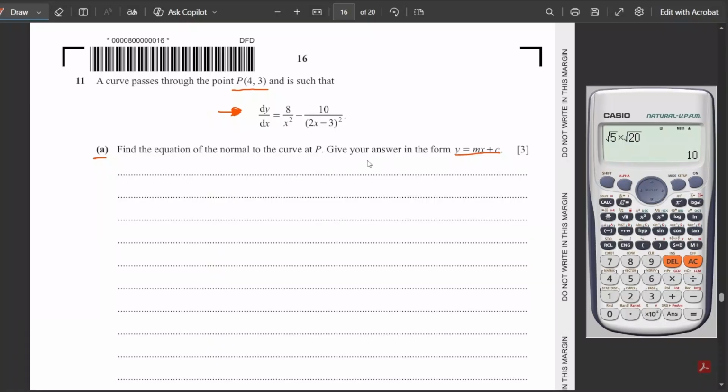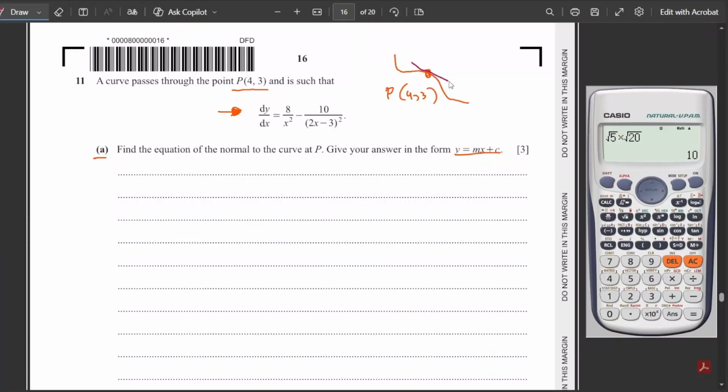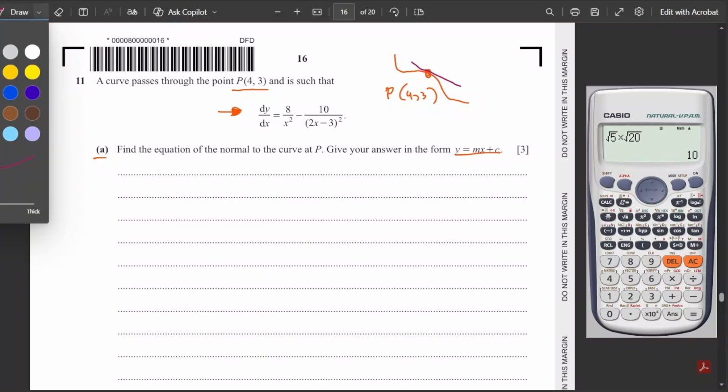So there's two things that you need to find the equation of them. So normal is going to be a line. Let me just tell you what they're asking for. Let's say this is the curve right over here. Let's say this point is 4, 3, the point P. So there's of course going to be a tangent line at this point. So a tangent line over here. And let's say what they're asking for is the normal line.